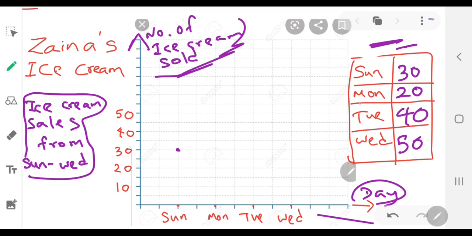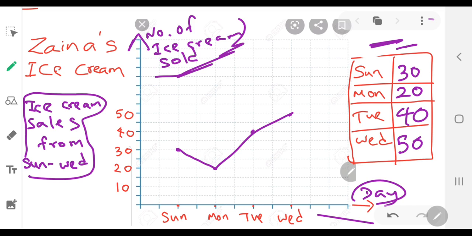Moving on, Monday I have sold 20 ice creams, so I'm going to mark it here. Tuesday I have sold 40 ice creams, okay, I'm going to mark it here. And Wednesday I have sold 50, right? So I'm going to mark it here. So I'm going to add the dots now. So Monday, like I have started on Sunday. Let's say I sold like this, right? So that is how I'm going to represent the data in it, right?